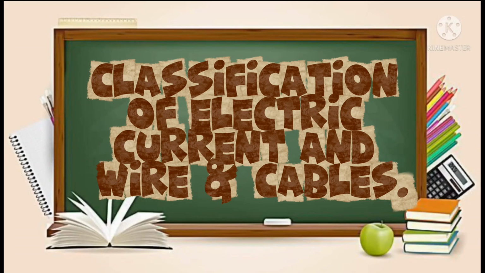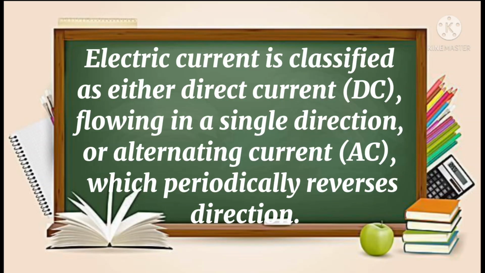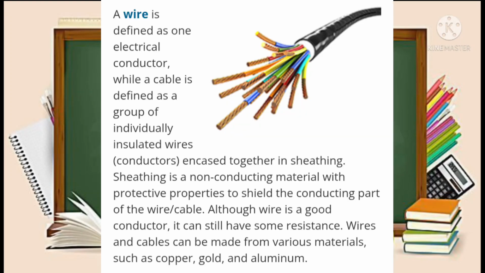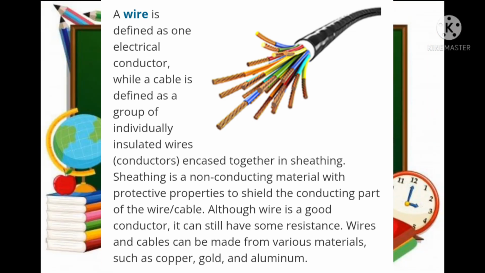So our topic for today is all about classification of electric current and wires and cables. Electric current is classified as either direct current or DC, flowing in a single direction, or alternating current or AC, which periodically reverses direction. A wire is defined as one electrical conductor, while a cable is defined as a group of individually insulated wires or conductors.